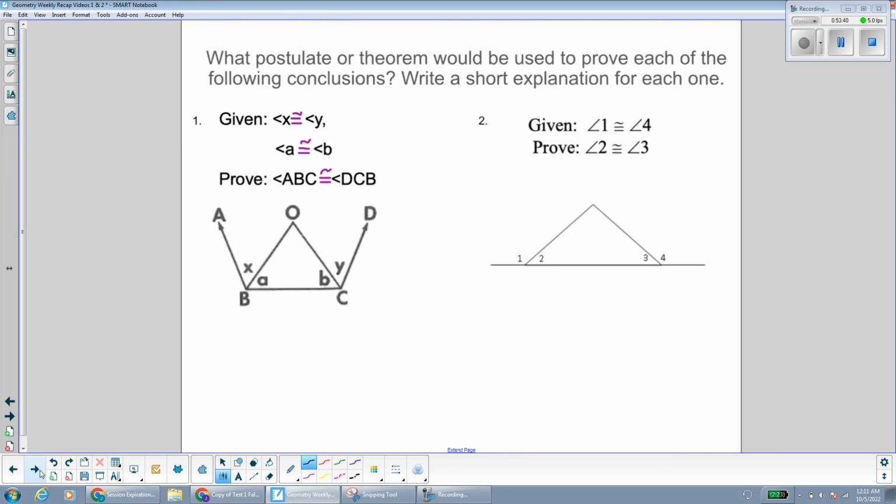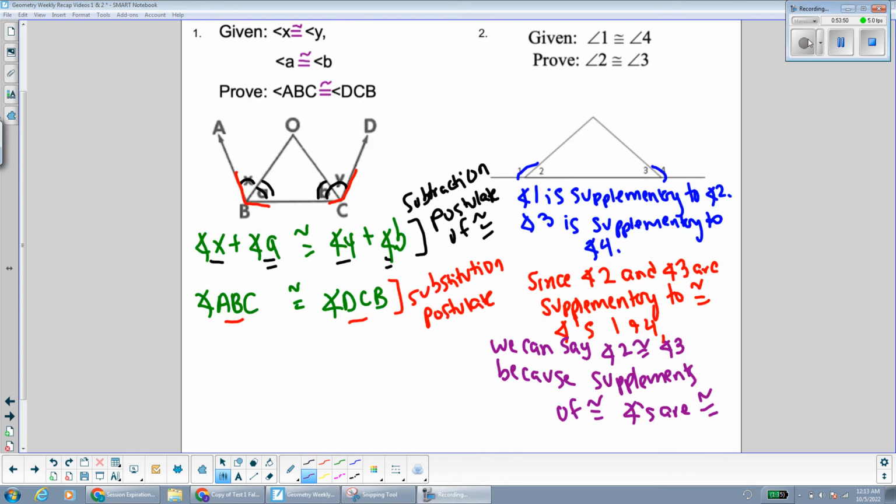Take a second, pause the video, and try to answer the questions here. And then the answers will be displayed. Here are the answers with reasons and justifications. The first one, we can use the addition postulate because we're given information that is smaller than the angles that we want to end up with. So we need to combine the two smaller pieces of each angle to make the bigger angle that we're actually interested in making a statement about.